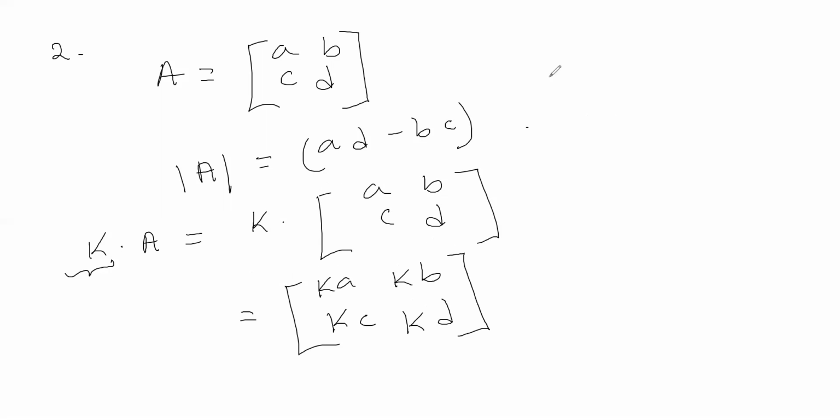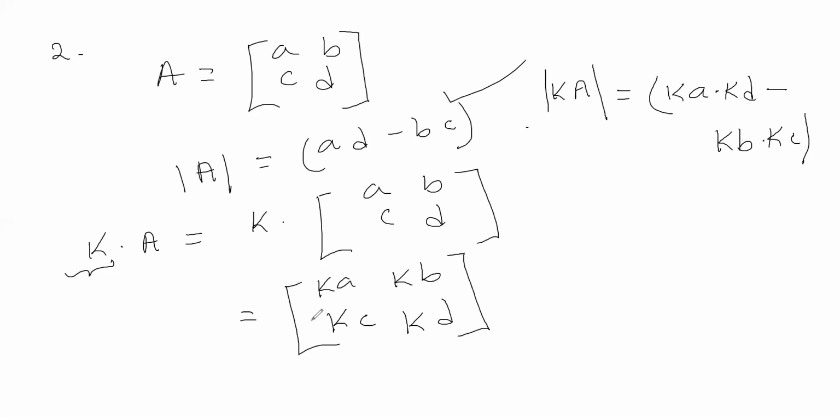Now if you take the determinant of kA, then this will be equal to ka into kd minus kb into kc. So now see the difference between the determinant of the original matrix and the determinant of the matrix which is multiplied with a scalar. Yes, the value has actually increased by k folds. Now let's look at the third property.